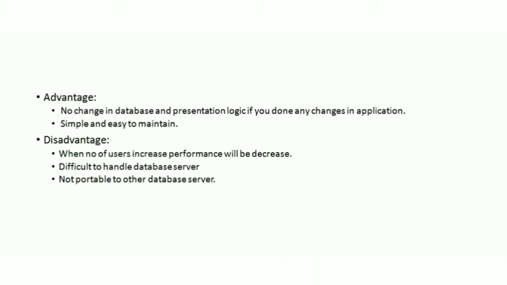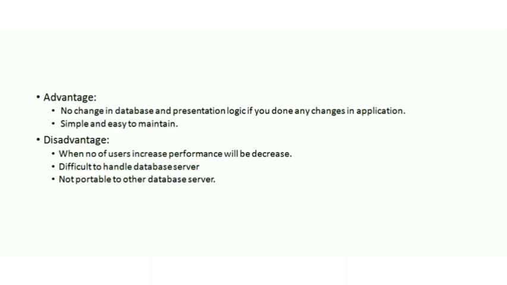It means that there is independence of the three things: business logic, presentation part and the database part. It means when you make any changes in your business logic, it doesn't affect your database part and any other presentation part. So there is independence in the two-tier architecture. And the second one is it is simple and easy to maintain.